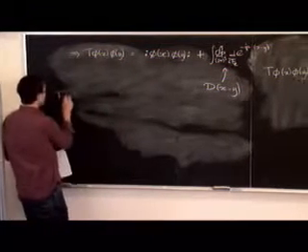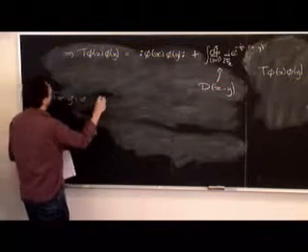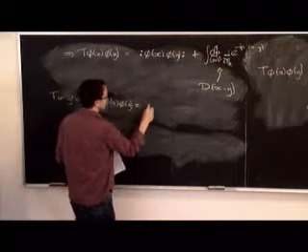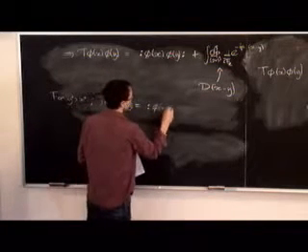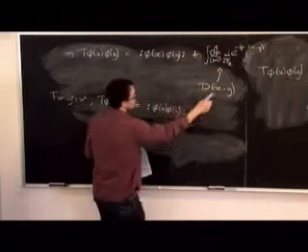Now we can do the same thing if the times are flipped around. Then the difference between the time-ordered guy and the normal-ordered guy, well, it's going to be the same calculation, but x and y get flipped around.